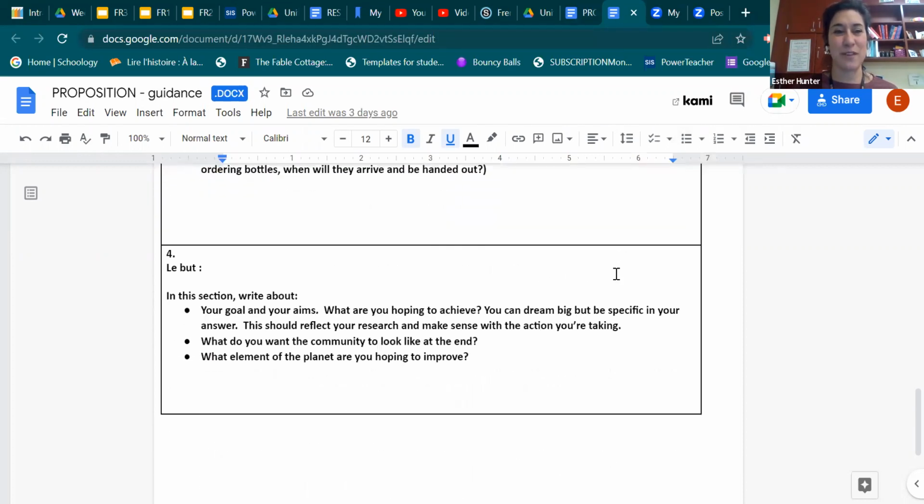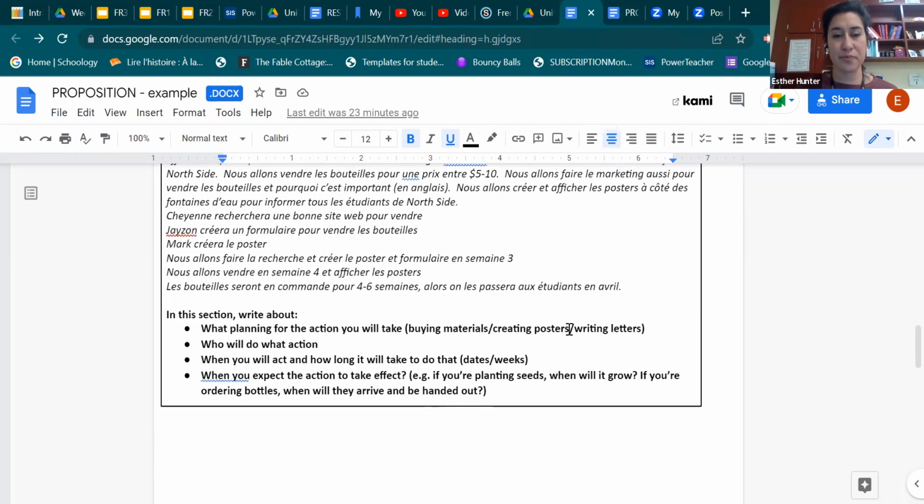All right, and then the last one, final, le but. In this section, you're going to sum it all up and write about your goal and your aim. So what are you hoping to achieve? You can dream big, but be specific in your answer. This should reflect your research and make sense with the action you're taking. What do you want the community to look like at the end? What elements of the planet are you hoping to improve?